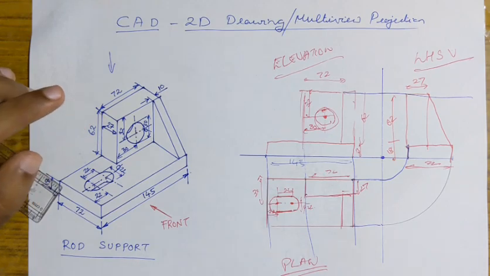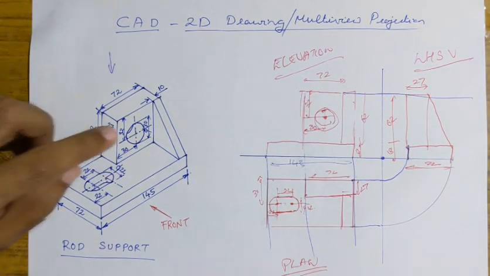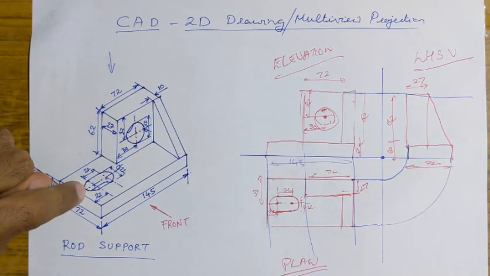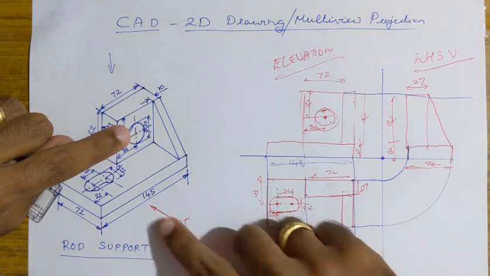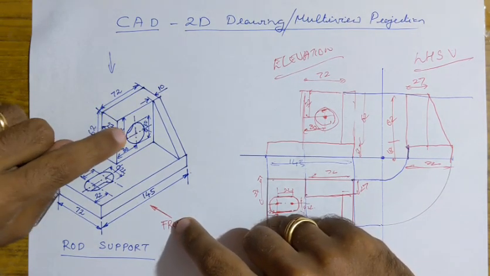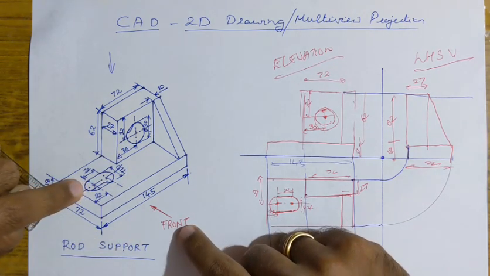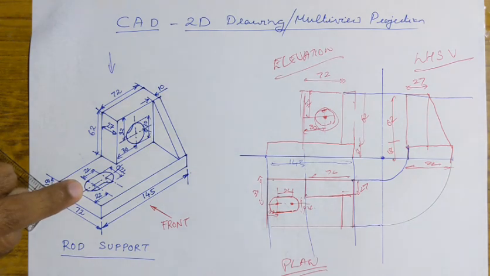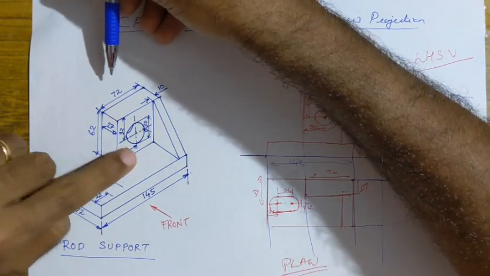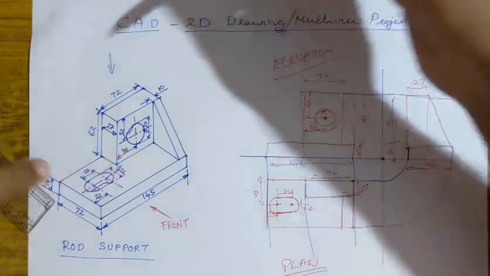Now we have drawn all the three views, but we forgot to draw the circle and the slot. So it is very important. In the front view, just examine this: the circular hole can be seen, whereas the slot cannot be seen in the front view. Now what about the top view? In the top view, the slot can be seen, but the circular hole cannot be seen.